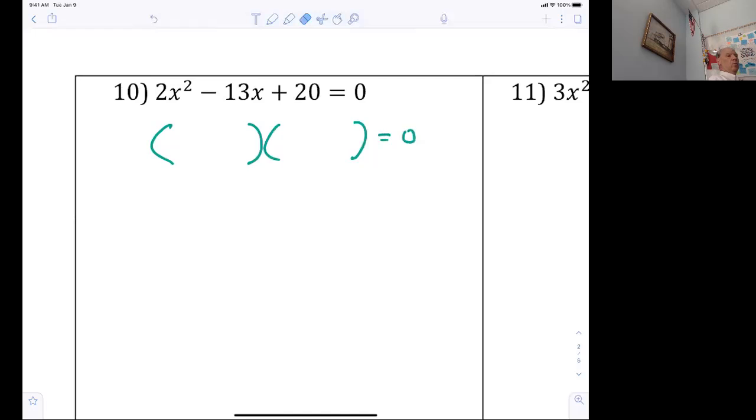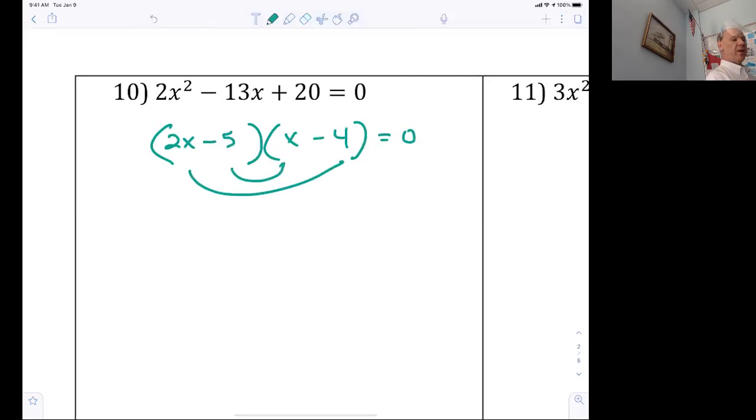All right, here we go. First, I need to put down what? 2x and x. Then -5. Someone said -4. Let's see if we're right. -5, -8 makes -13. Feels good.